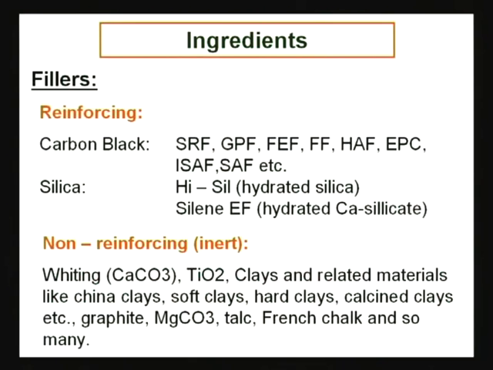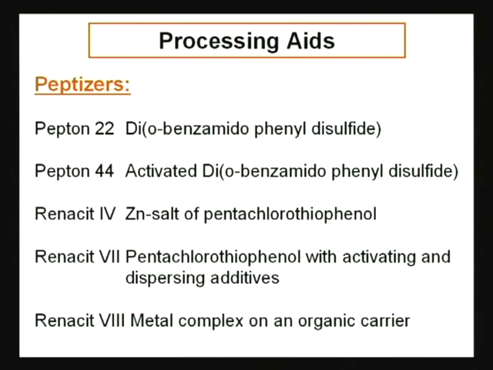Processing aids, peptizers. While incorporating these additives in rubbers, we need to decrease the viscosity of the raw polymer. Say, for example, if the Mooney viscosity of the raw polymer, ML 1+4 at 100 degrees Celsius, is 50, then you cannot incorporate any of these additives. So, you have to bring down this Mooney viscosity from 50 to 35 or 40. For doing so, you have to apply some mechanical shear force.